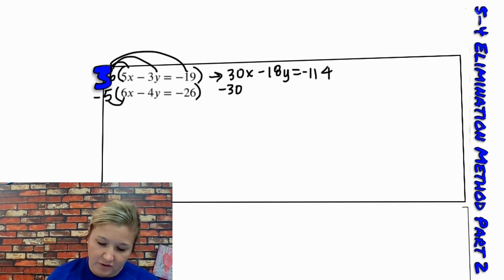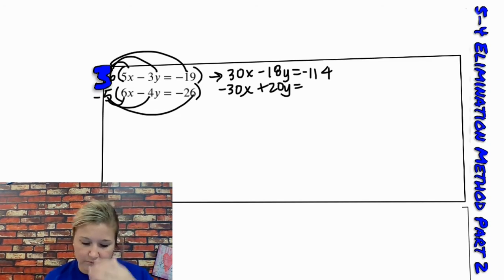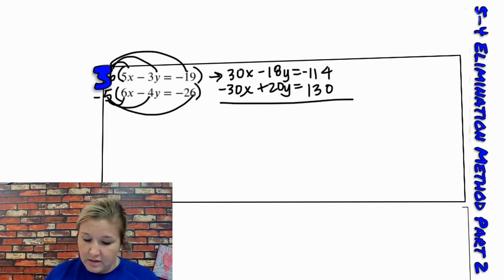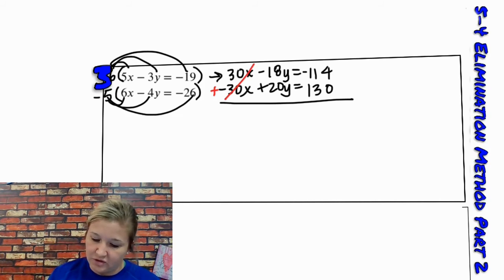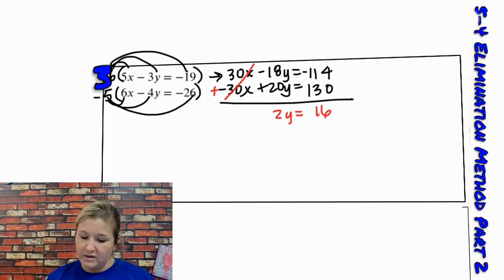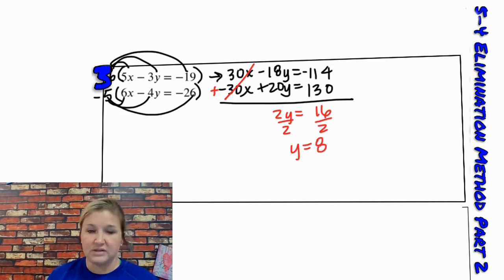So I have negative 30x plus 20y is equal to positive 130. So from here, I now can add the two equations together because I have opposite signs and the same coefficient. So I'm going to add those two equations together. This gets eliminated. I'm left with 2y is equal to positive 16. And then I'm going to divide by 2. And y is equal to 8.